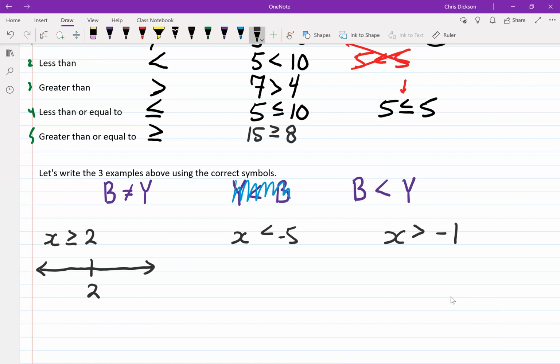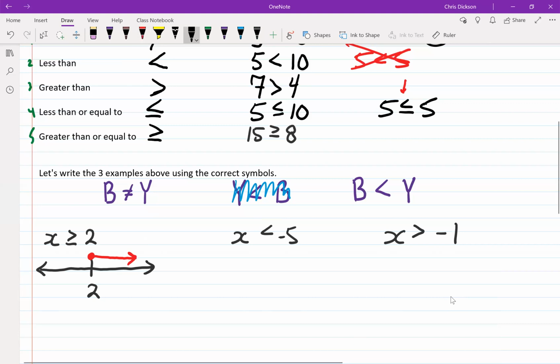And so now we have to sort of show how we would decide where to shade here. And so we're going to say that we can be at 2. So we can be at 2, or we can be any number that's bigger than. So that would be to the right of 2.